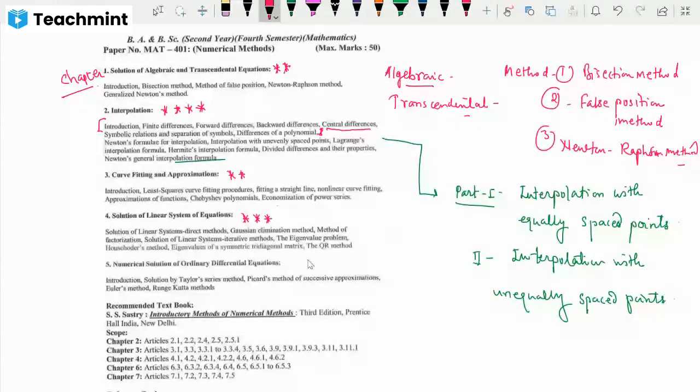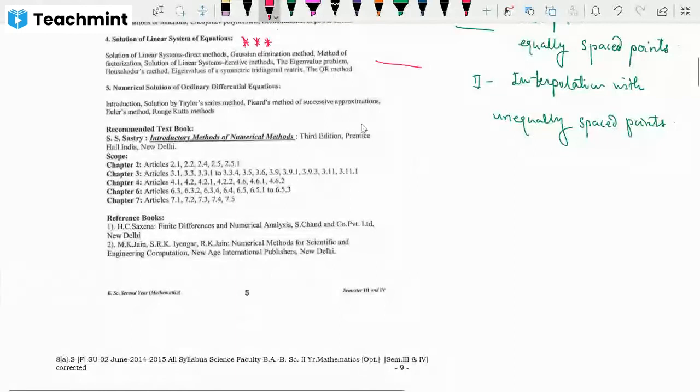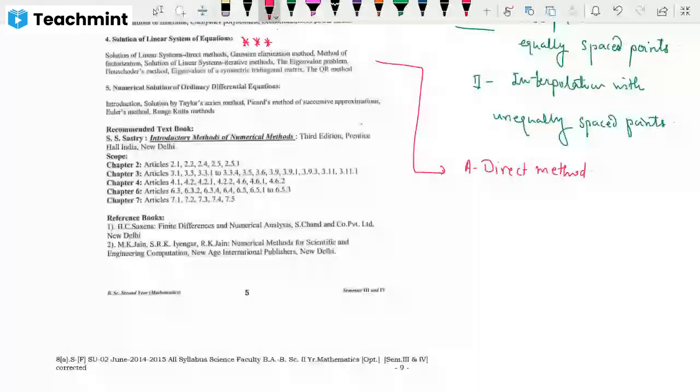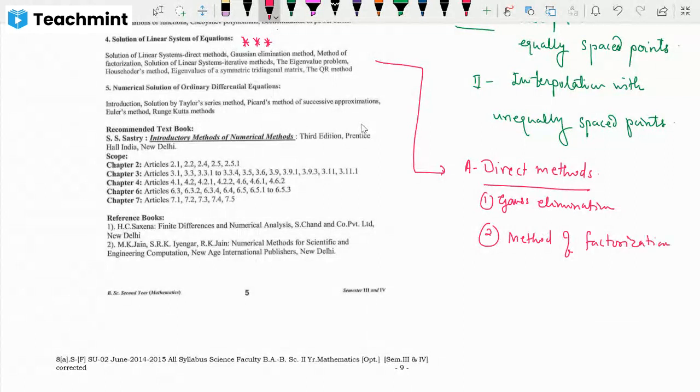So there are direct methods, and I'm writing here, A, direct methods, and B, indirect methods. First, Gaussian elimination method or Gauss elimination method. Second, method of factorization. And third, there is also the Jordan method. So these three are direct methods, and in part B we'll see indirect methods.